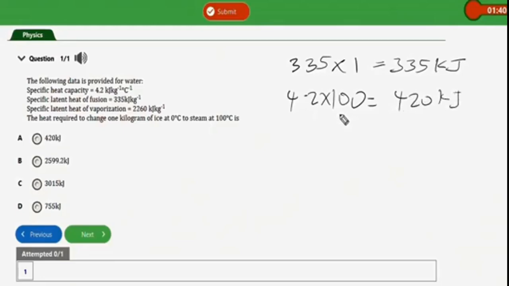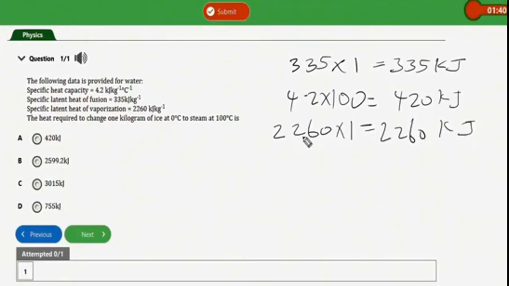Lastly, we are going to get the heat to vaporize 1 kilogram of water at 100 degrees Celsius. So to get it, we are going to multiply the value for specific latent heat of vaporization here by this 1 kilogram. So the value we have is 2260 times 1. You still get back to 2260. This time around the unit will be kilojoule.